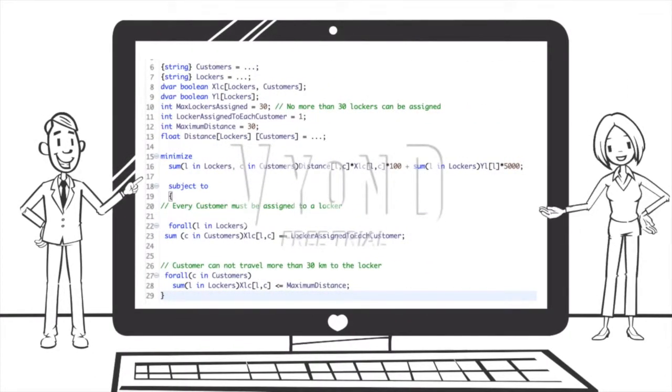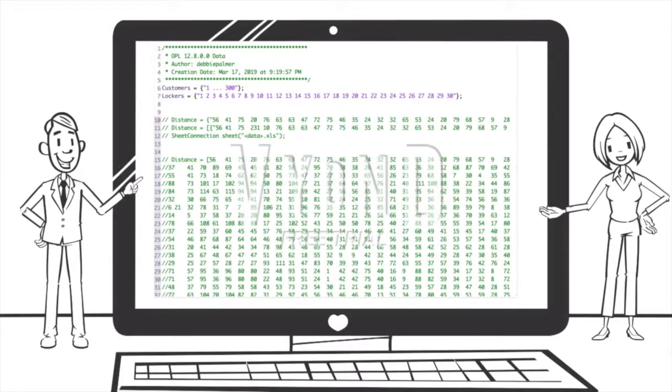Okay, so for our IBM model, we have the customers and lockers as string variables. The Boolean variables are x of LC and y of L, where the lockers and customers are denoted. And we have the int variables of the max lockers assigned, which is 30, and the lockers assigned to each customer is to be 1. The maximum distance for each customer traveled is 30, and the float is the distance matrix. And once again, we are supposed to minimize the total cost of the customer's distance traveled as well as the locker installation. And then the note below that was our constraints.